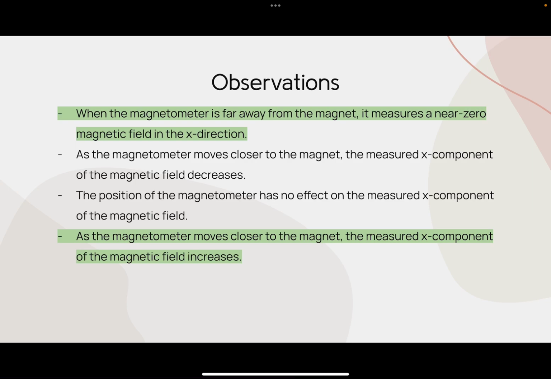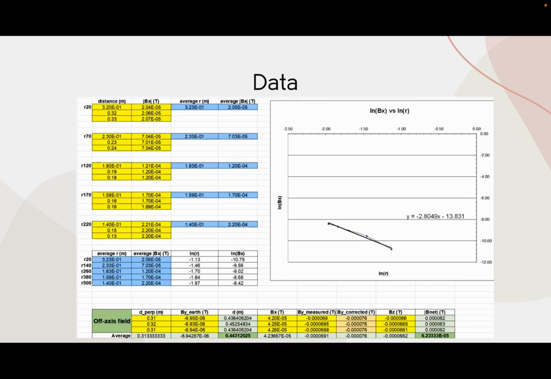These are the observations. The ones highlighted in green were observed to be true: when the magnetometer is far away from the magnet, it measures a near zero magnetic field in the x direction, and as the magnetometer moves closer to the magnet, the measured x component of the magnetic field increases. This is the data for the measured distances in R. We filled out the Excel sheet and then created a ln R versus ln Bx graph.